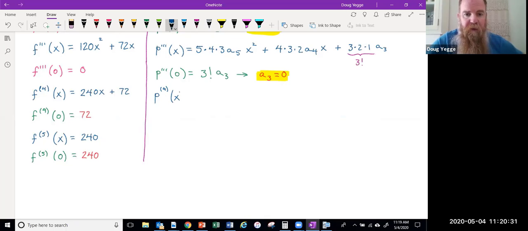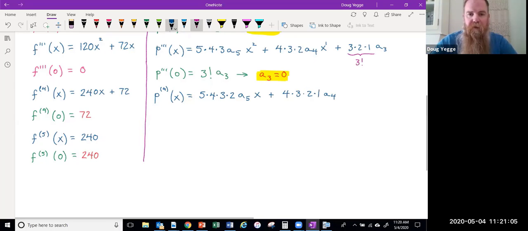The 4th derivative of p. Well, by the power rule again, we get 5 times 4 times 3, but now that exponent of 2 moves to the front, which continues to get me more powers, a5x plus, and now we're left with 4 times 3 times 2 times 1, a4 x to the 4th, or is just a4. And we should recognize at that point that the coefficient of a4 is sure enough also 4 factorial.